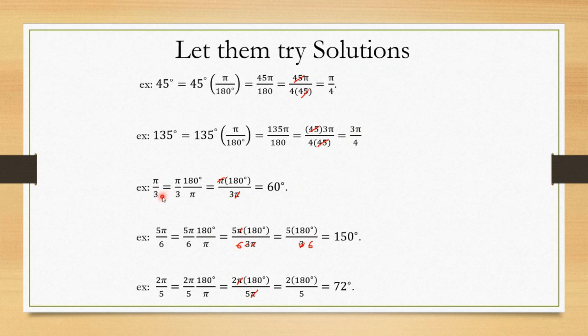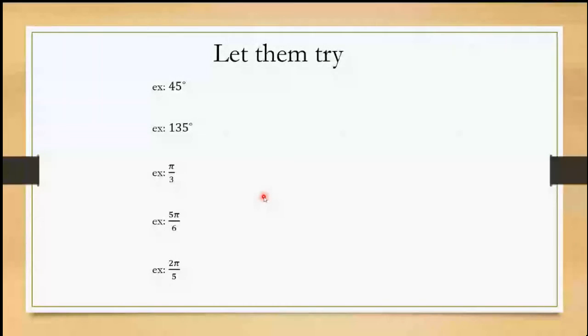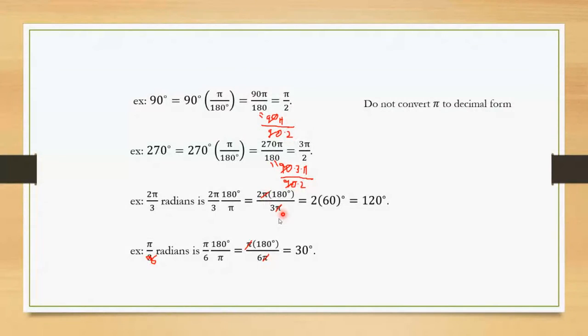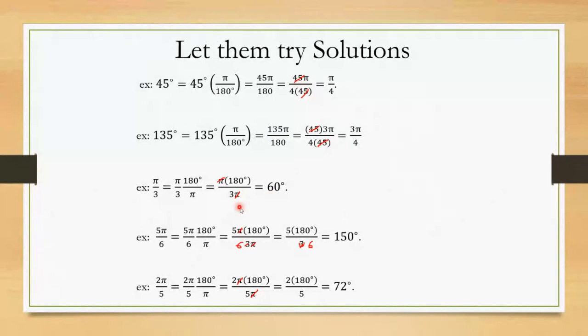Pi over 3, right? I want this to be in degrees. So I'm going to multiply by 180 degrees over pi. Why is that good? The pi's cancel. I get 180 degrees over 3, which is 60 degrees, right? That was different. Okay. I thought I did this one already, but I didn't.